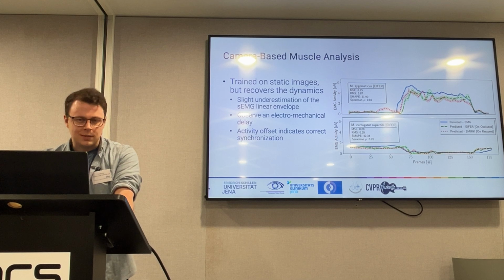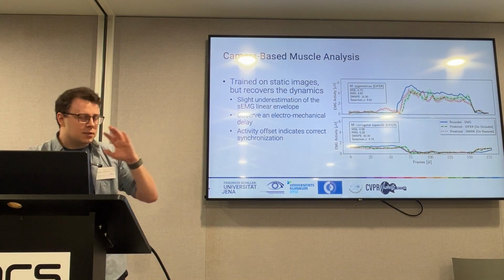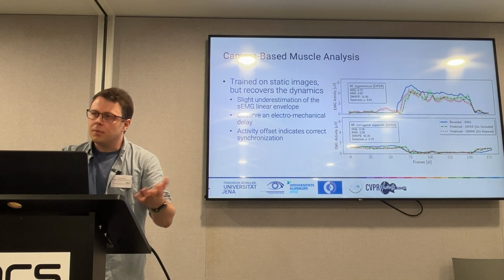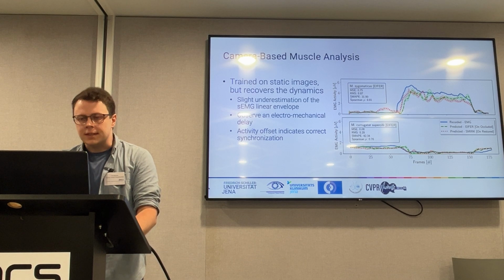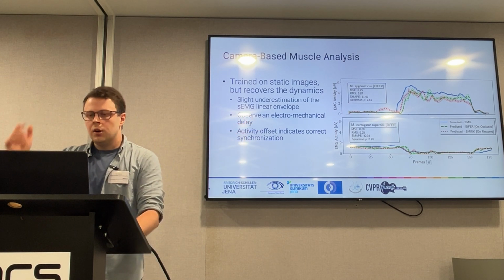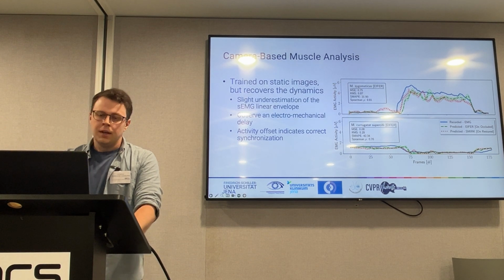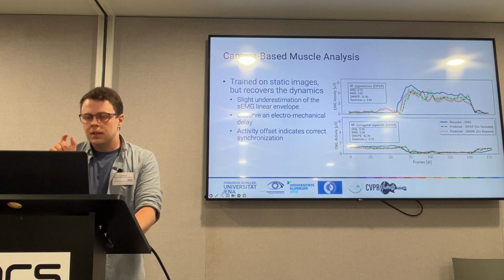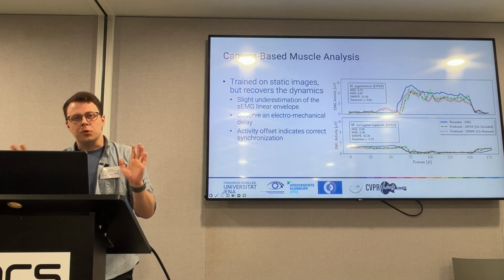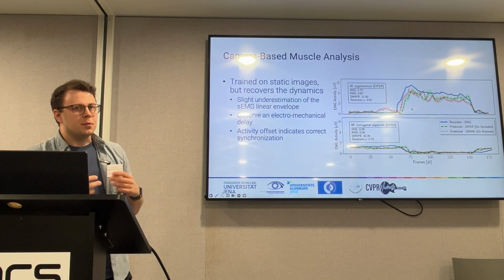Then what we also have is the camera-based muscle analysis. We trained this whole model on static images, but we're still able to recover certain dynamic properties of the signal. In blue here, you can see the original muscle activity envelope recorded. And in red and green, you can see the prediction. And we see that we sometimes have small spikes. We underestimate the true original signal, but the overall shape is good. But we also observe an electromechanical delay, as our medical partners explain it.